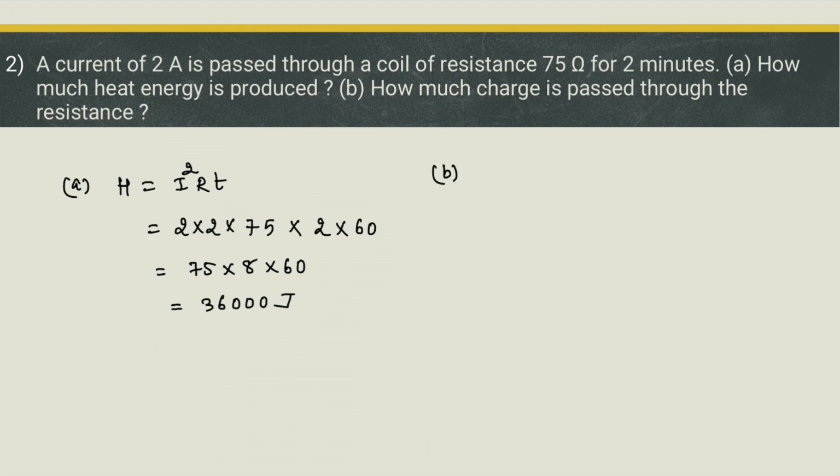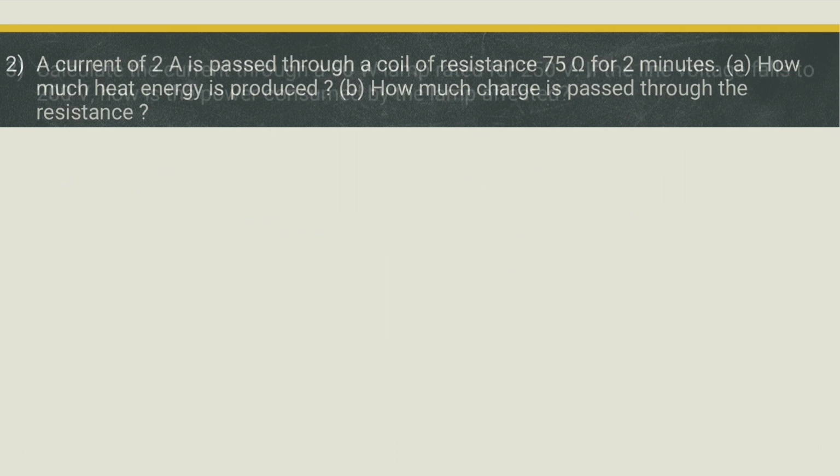B. How much charge is passed through the resistance? So Q is equal to current into time. Current is 2 ampere and time is 2 minutes or 120 seconds. That is 240 coulomb is the charge.